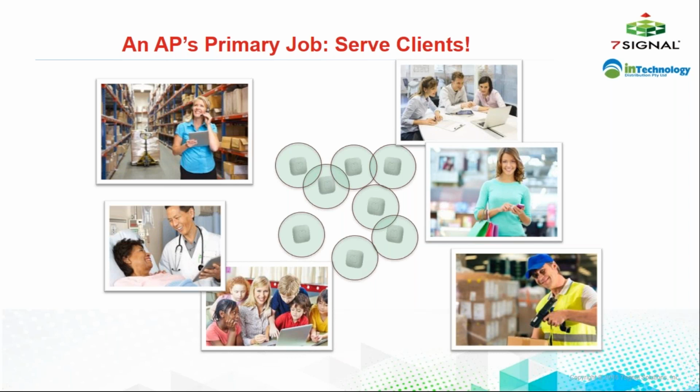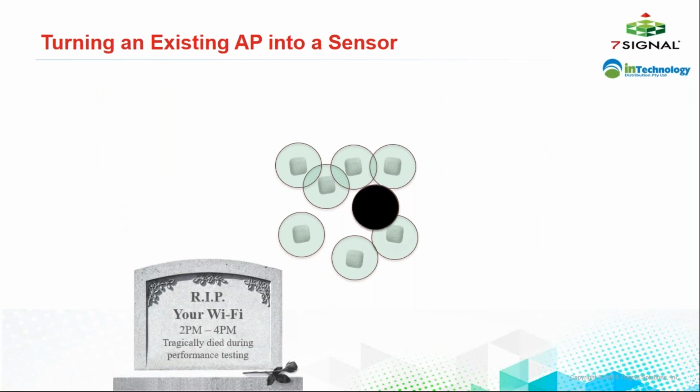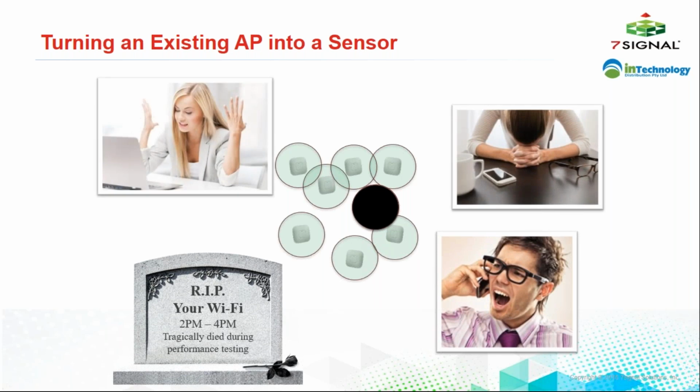So what happens is that when somebody calls and says that they're having a lot of issues or problems in a certain area, then the tendency is, okay, well, why don't we take one of our APs in that area and turn it into a sensor? But when we do that, we are actually now creating a dead spot because of the antenna configuration. There's no way that it could be a sensor and an access point serving clients at the same time.